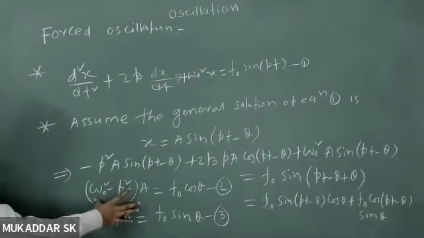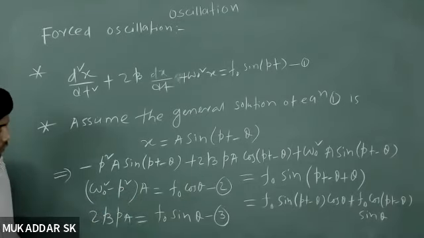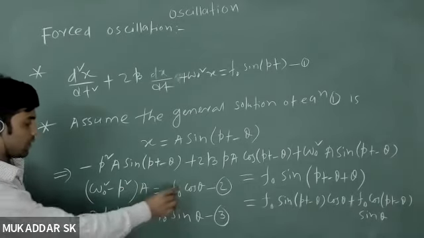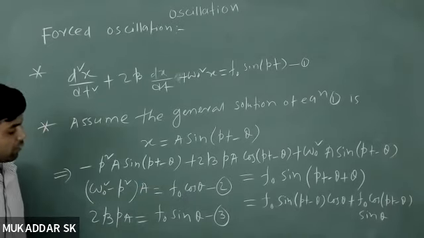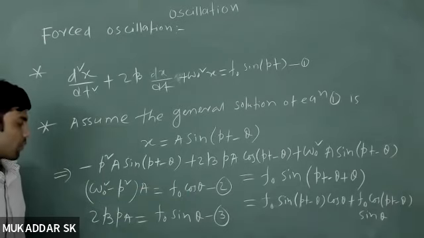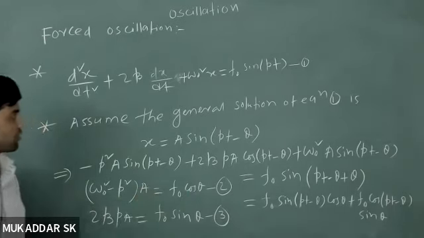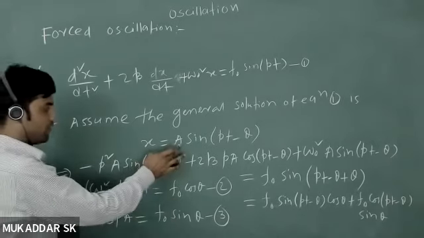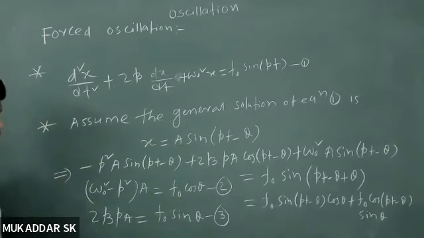If you square equation numbers 2 and 3 and add, then on the right hand side you will get only F naught square, and on the left hand side you will get omega naught square minus p square, whole square, plus 4 beta square p square, into a square, equals F naught square. From there you can calculate the amplitude, because a is nothing but the amplitude of oscillation.